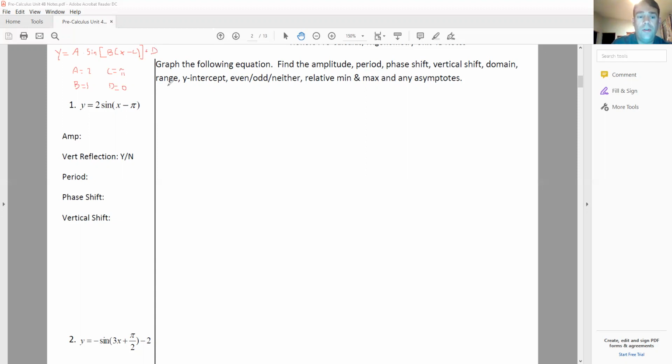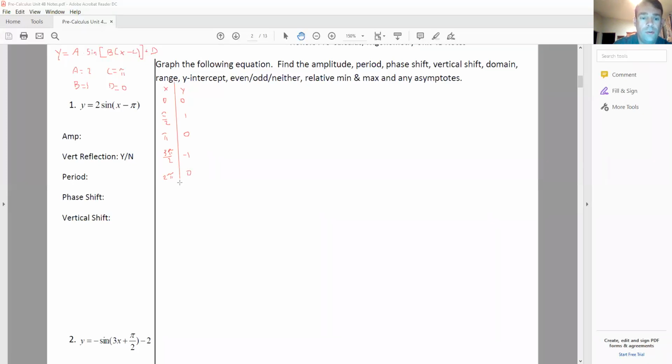So since we're dealing with sine, they're always going to start off having the exact same points to begin with. So we can go ahead and write our points in here. I have 0, 0. I have pi over 2 and 1. I have pi and 0. And I have 3 pi over 2 and negative 1. And then we have 2 pi and 0.